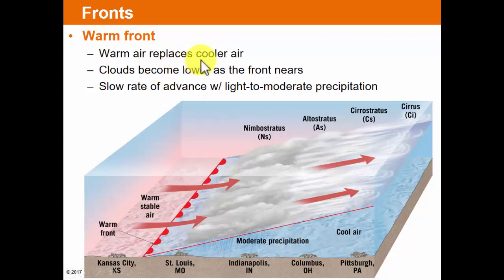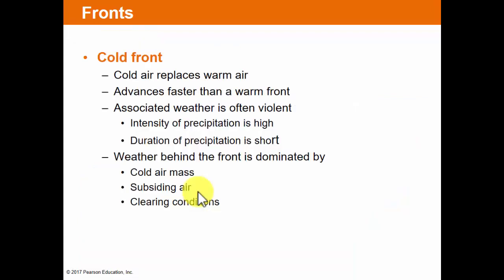So warm air replaces cooler air. As you get closer and closer to the front, the point where the warm air meets the cooler air, those clouds are going to be lower, and warm fronts tend to have a slow rate of advance with light to moderate precipitation. Remember, I said that an occluded front is when the cold front catches up to the warm front. That's because the warm fronts have a slower rate of advance.